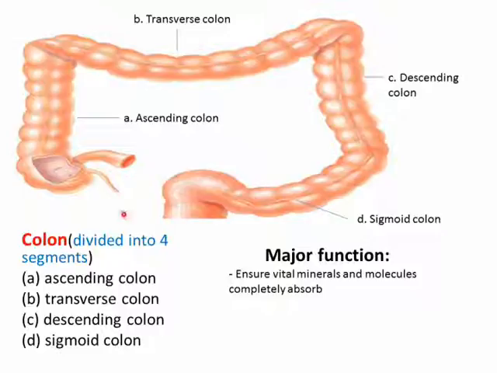The colon can be divided into 4 segments. The portion along which the chyme travels upward is known as the ascending colon. The portion along which the chyme passes horizontally is the transverse colon, while the descending colon is the colon that moves the chyme downwards, and this S-shaped section of colon is known as the sigmoid colon.